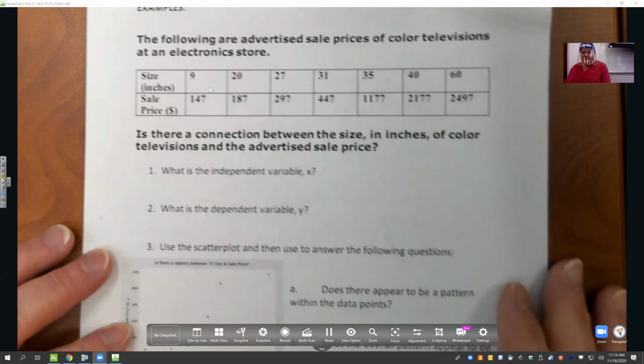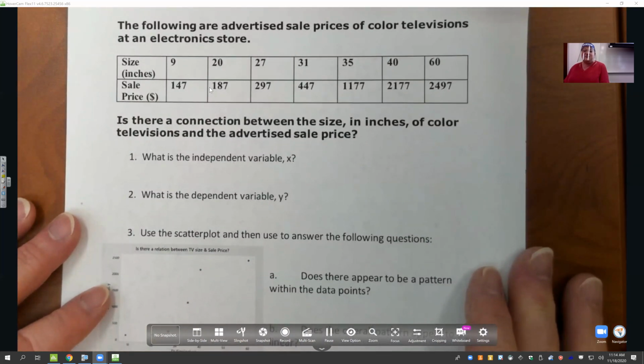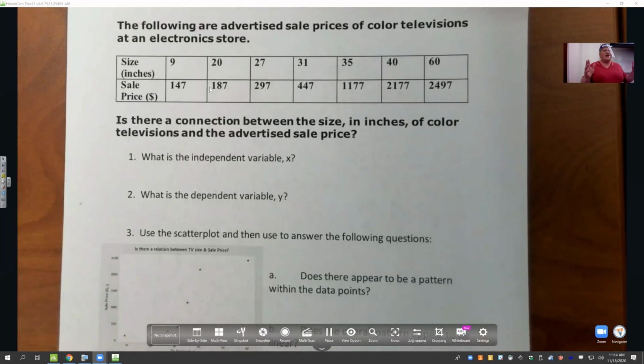And the first example says, the following are advertised sale prices of color televisions at electronic stores. They're not really having Black Friday on Black Friday, but they're having Black Friday sales all through the month of November and parts of December. So think about it this way, Black Friday's coming up. So here are the advertised sale prices of your color televisions at the electronics store, and they give you the list.